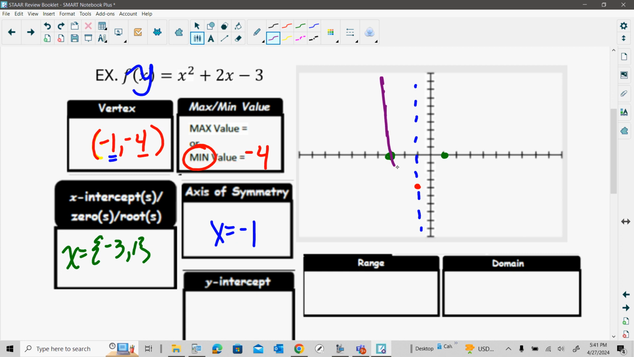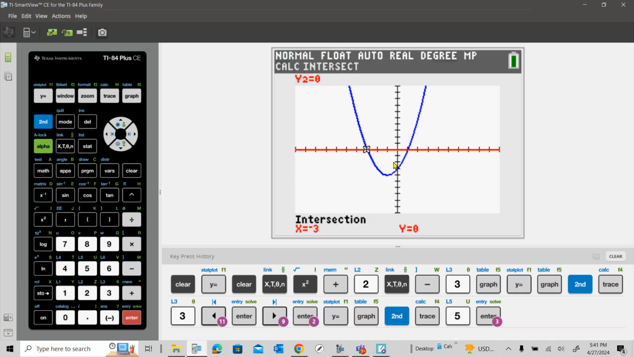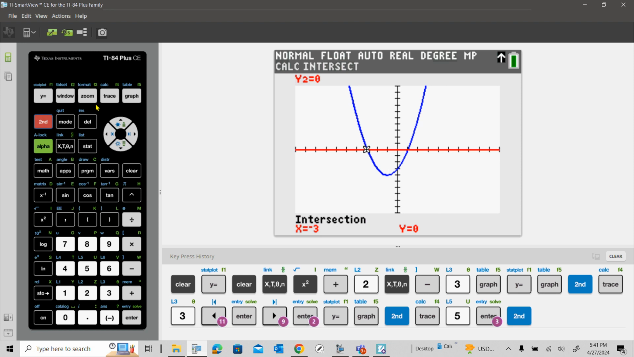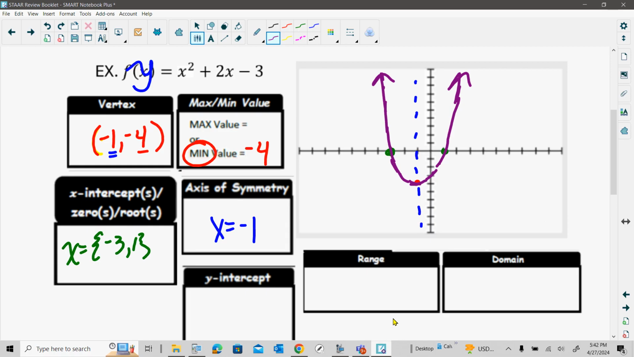It needs to go through. Then my vertex is where it starts to turn, and then it comes back up. Okay. So as for my y-intercept, I should be able to physically see it. If not, if I don't see it, it's where the x is 0. So if I go from the graph to the table, there it is. It's at -3. So we got that point.